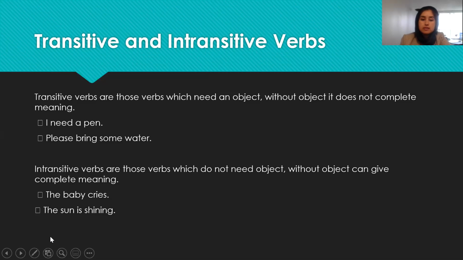And the next one is intransitive verbs, those verbs which do not need an object. Without an object they can give a complete meaning. For example, the baby cries. Cries is an intransitive verb. It doesn't really need an object. And the second example, the sun is shining. Shining is intransitive and does not need an object.